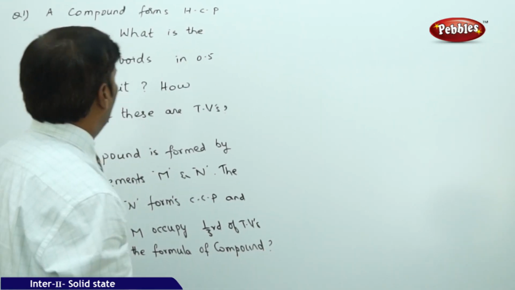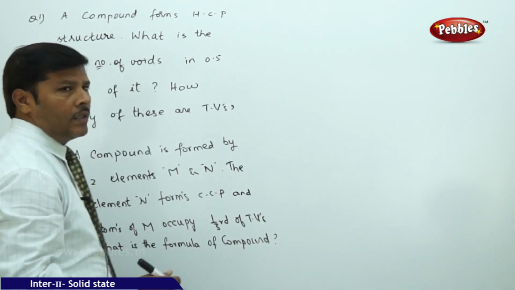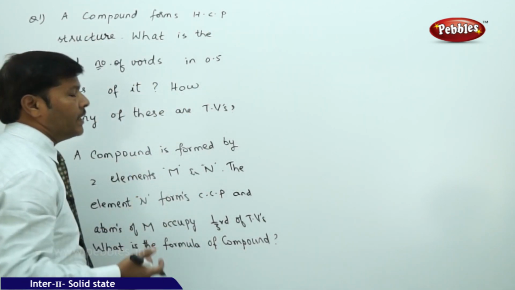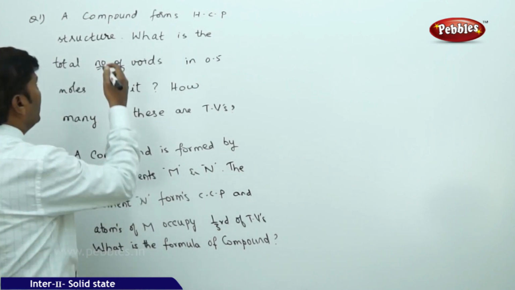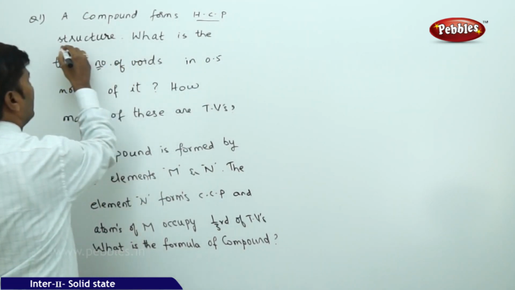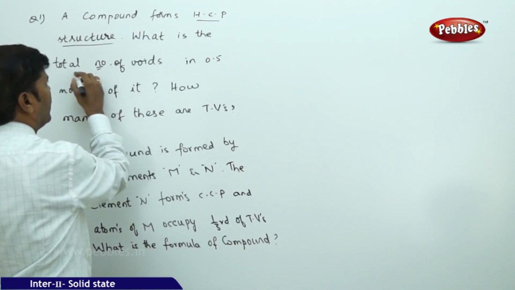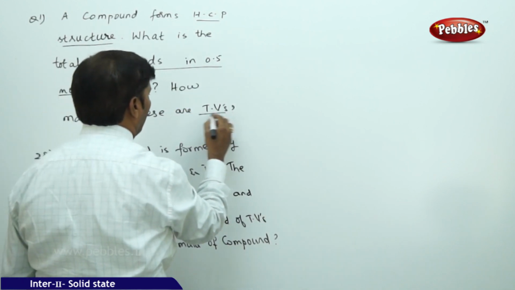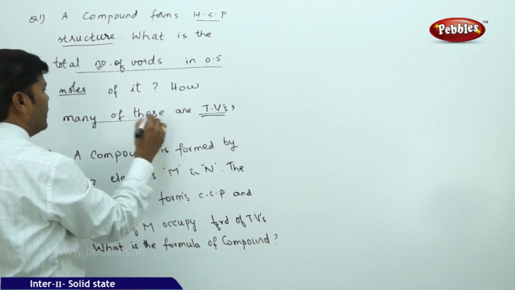So the next part of the discussion is the numericals in solid state. Let us do a few more models in solid state. If you go to the first numerical: a compound forms a hexagonal closed packed structure. What is the total number of voids in 0.5 moles of it, and how many of these are tetrahedral voids?